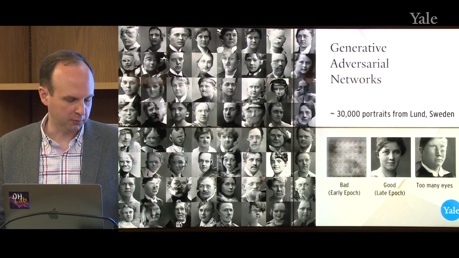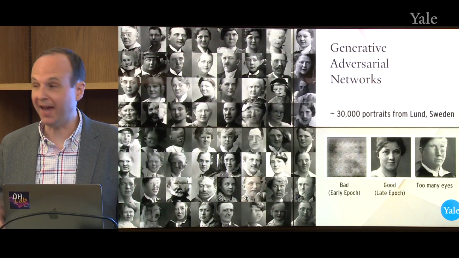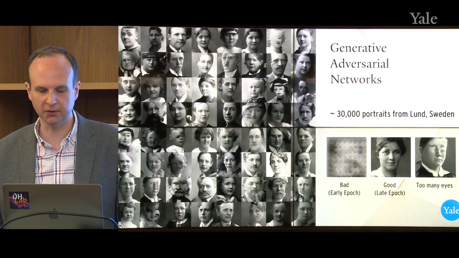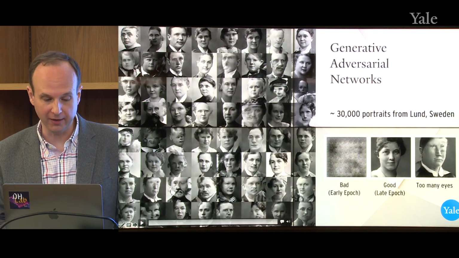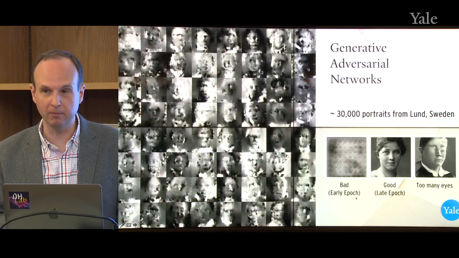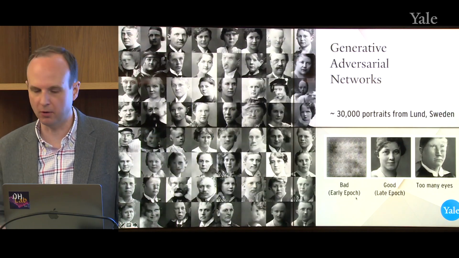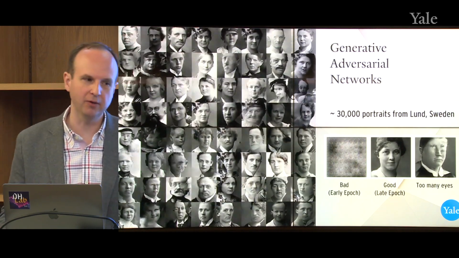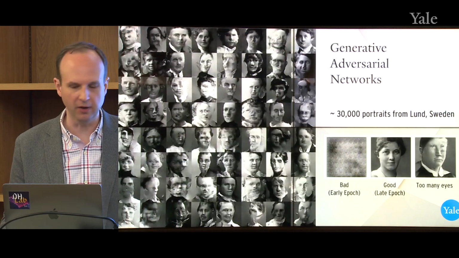Early on in the process, what we call an early epoch, you'll see static. I mean, this is no better than just random pixels. And that's because the generator at the very beginning doesn't know what it's doing. It's like, well, have this page of static and see if that works. And of course, the discriminator, although not expert yet, is good enough to determine this is no good.